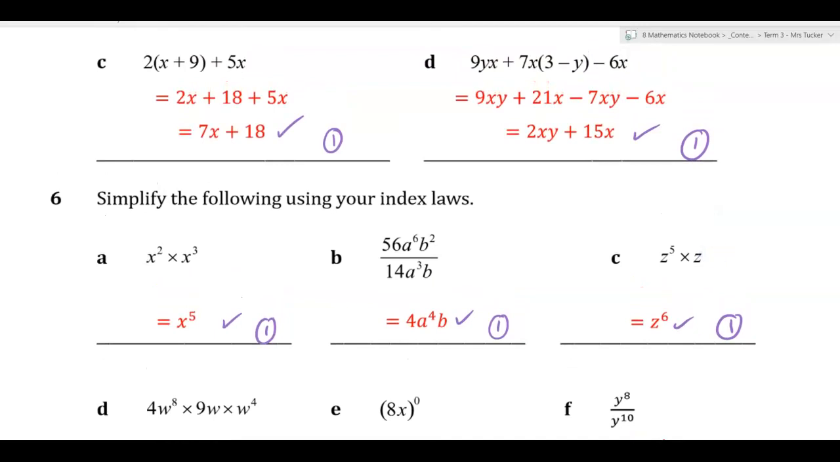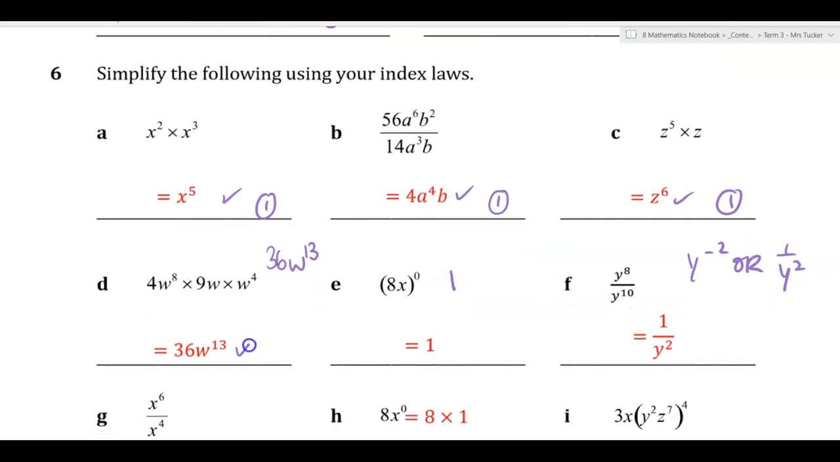All right, 6D. Andrea, what did you get for 6D? To the power of 13. Yes, that's it. 1 point. 6E. Xavier, what did you get? 36. Remember, anything to the power of 0 is 1. Good. And 6F, Christian, what'd you get? Y to the -2. Or did anyone write it differently? 1 over y squared. Either of those is fine. 1 point.